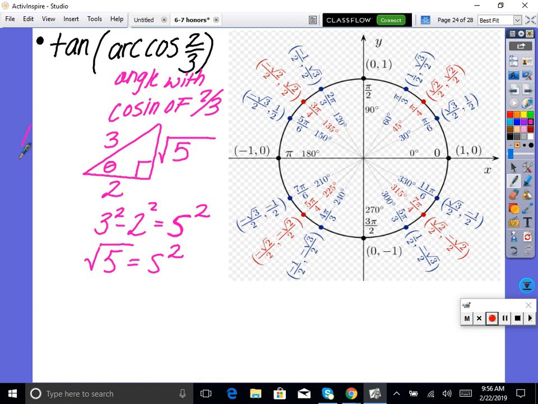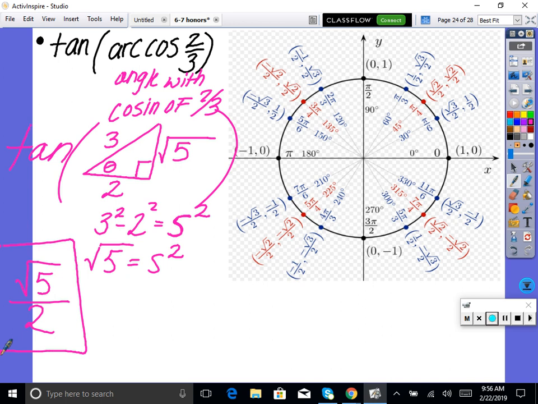And now this literally says find the tangent of that triangle. Tangent is opposite over adjacent. So my answer would be root 5 over 2, and done. What a shame it would be to miss something of that caliber, because that was not that bad. Let's do one more like that.